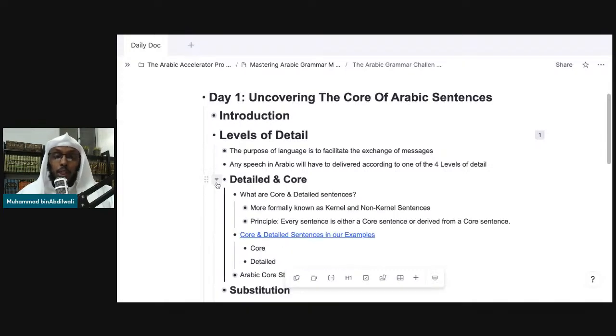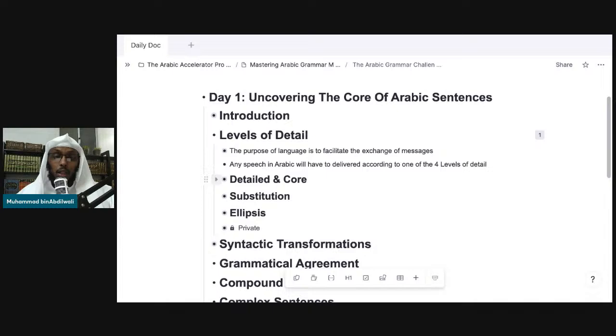Then we said that in the detailed sentence or the core sentence, we can substitute some of the nouns with pronouns, especially if that person has previously been mentioned. Instead of repeating the same thing, we just replace it with a pronoun. We said it might even reach a level where we completely omit parts of the core sentence because it's understood by way of context, especially if it's an answer to a question. For example, someone says to you, where are you going?